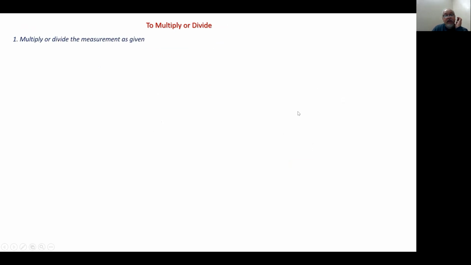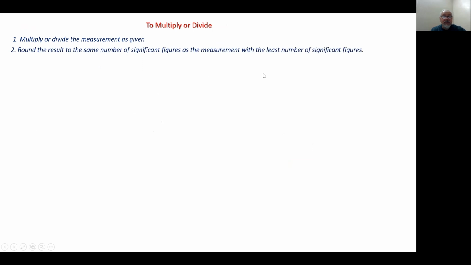It's another group. In this case, we have, again, the first rule: multiply or divide the measurements as given. Don't worry about whether they have the same units or not. And then round the result to the same number of significant figures as the measurement with the least number of significant figures. Okay, perfect. In this case, we're dealing with significant figures. When we add and subtract, we're dealing with precision. Great. We have this product. We multiply these 3 measurements, and this is the answer, and the answer is correct.